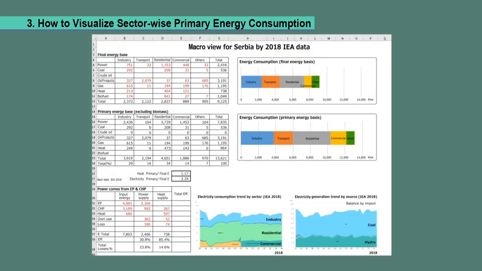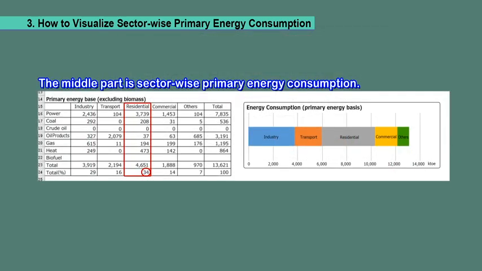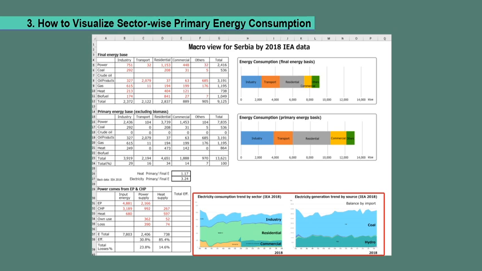In Serbia's case, the residential sector consumes more than 1/3 of the country's energy supply on a primary energy basis. It shows that the residential sector should be prioritized in EE and C measures. The bottom right shows trends over the years, which is the data available on the IEA website. It makes it possible to understand the trends at the same time.